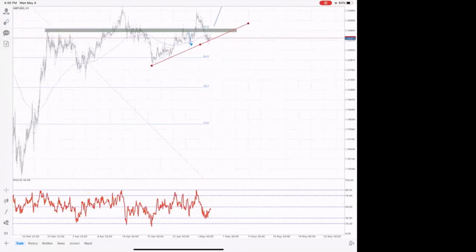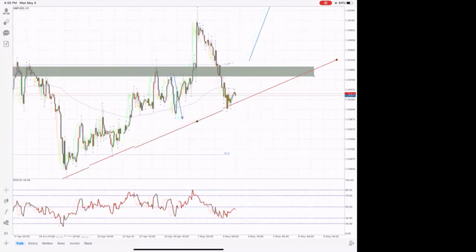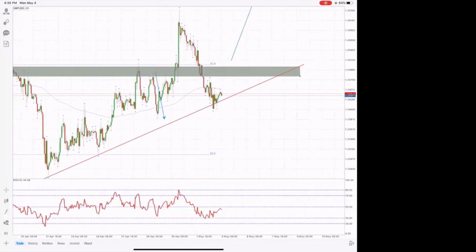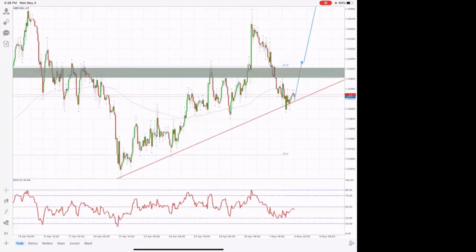Here we are. And if you can get a hold of cable on a dip and get on the right side of it, it sucks when you're on the wrong side of it. You can really get some big movements because it moves fast when it does. So pound dollar looks like it has potential.